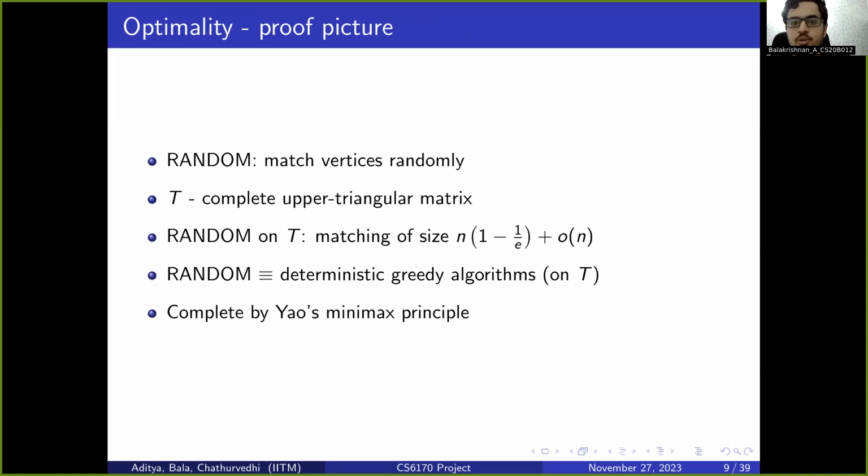Optimality is shown as follows using the random algorithm, which matches incoming vertices at random. The input distribution chosen is the complete upper triangular matrix, and it is shown that the random algorithm performs equivalent to a deterministic greedy algorithm in this distribution, which creates a matching of size n times 1 minus 1 over e. The proof is then complete by Yao's min-max principle.